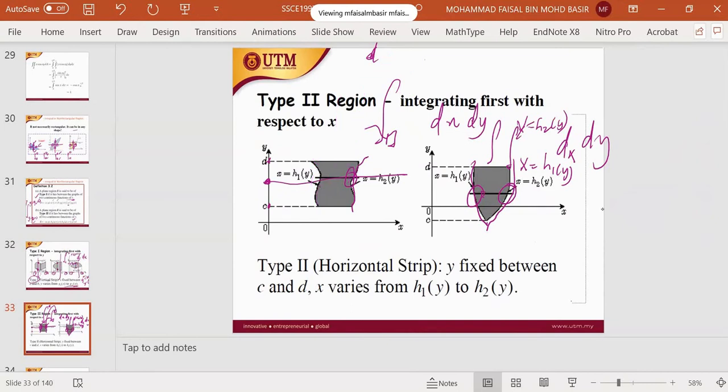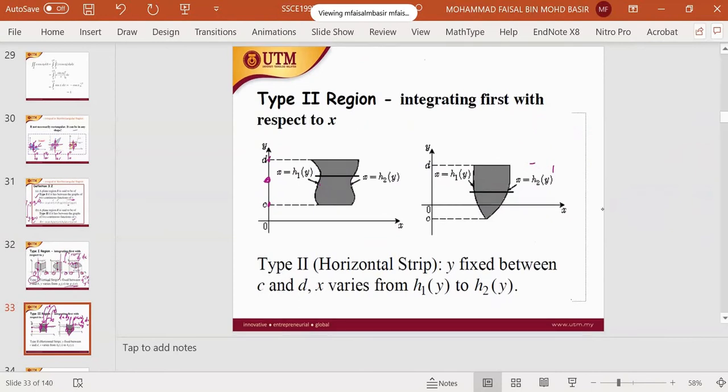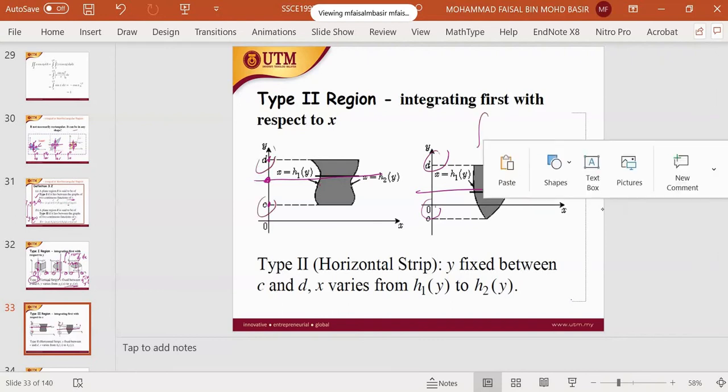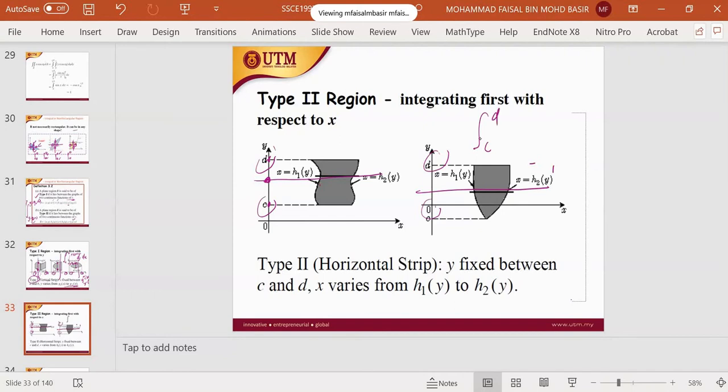Step two. Type 2, horizontal strip, which means you cut at y. So your y will be constant, which means you just put it outside. Type 2, cut at y, and then you have x, so your x should be a function of y. I just put g, they use h, so nothing. h1(y), h2(y). The leftmost should be the lower limit, the rightmost should be the upper limit.